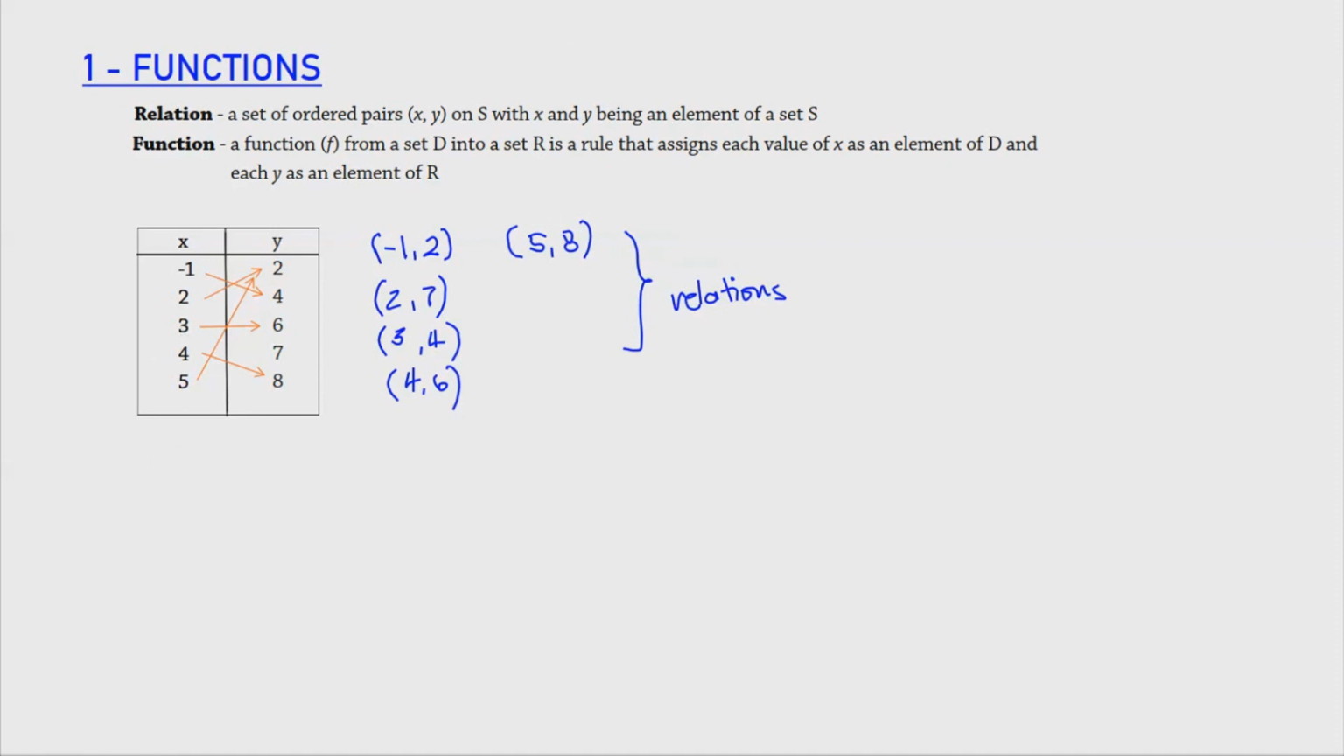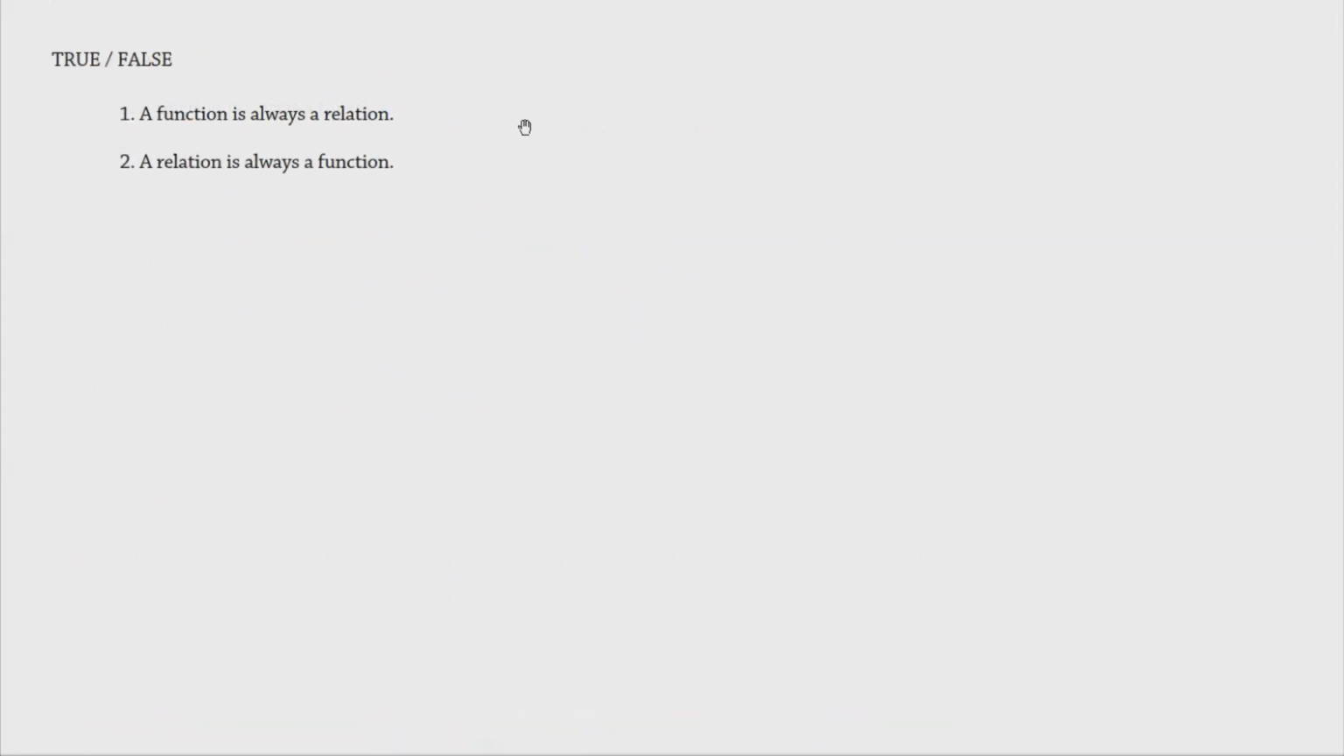Now, with that, let's try to answer this question. True or false? Number 1, a function is always a relation. Is it true or false? If you answered true, then you are correct. A function is always a relation. Now, number 2, a relation is always a function. If your answer is false, then you're correct. A relation is not always a function.